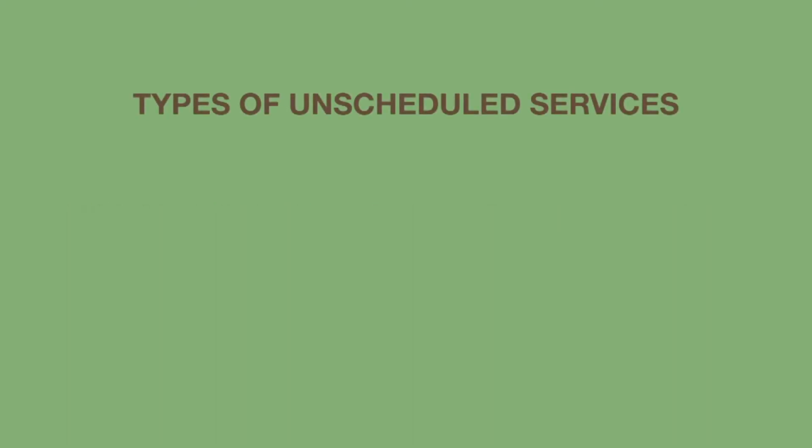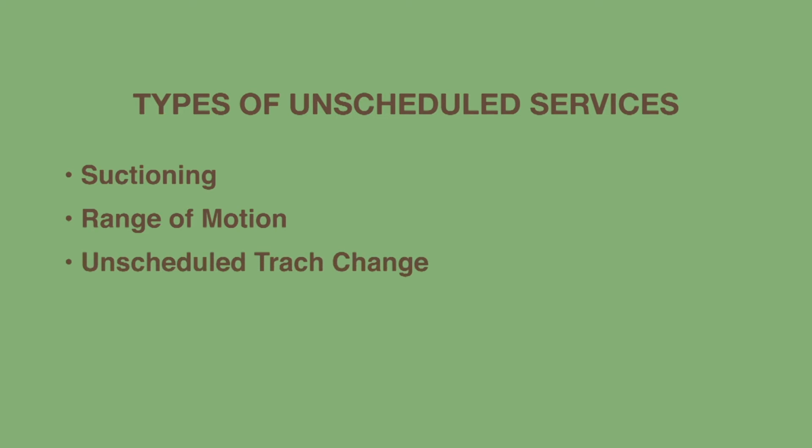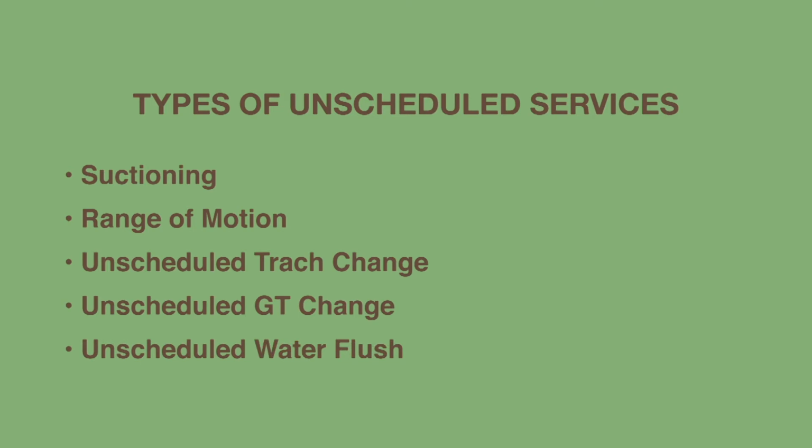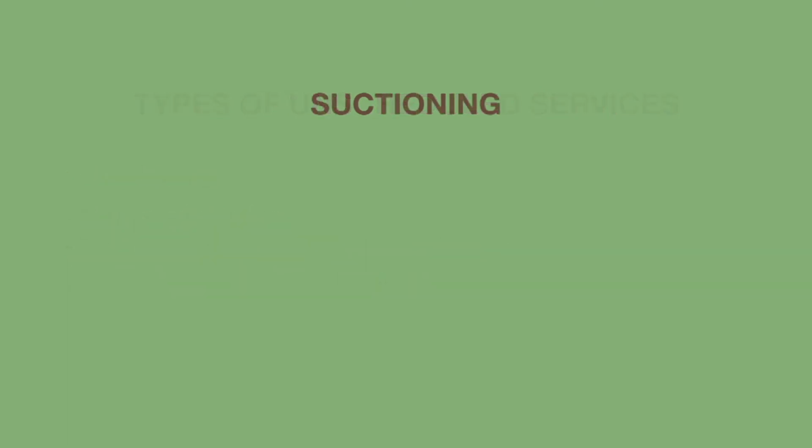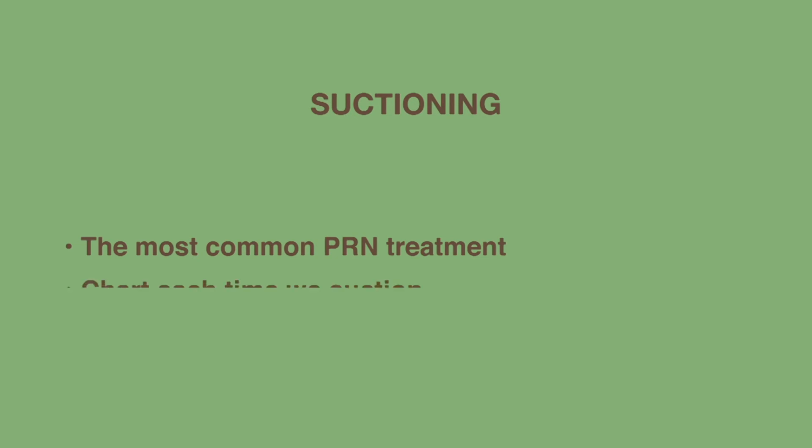Any unscheduled treatment should be documented as an unscheduled service. This includes things like suctioning, range of motion, unscheduled trach change, unscheduled G-tube change, unscheduled water flush, etc. The most common unscheduled service for our clients is generally a suction. We should be charting each time we do a suctioning.